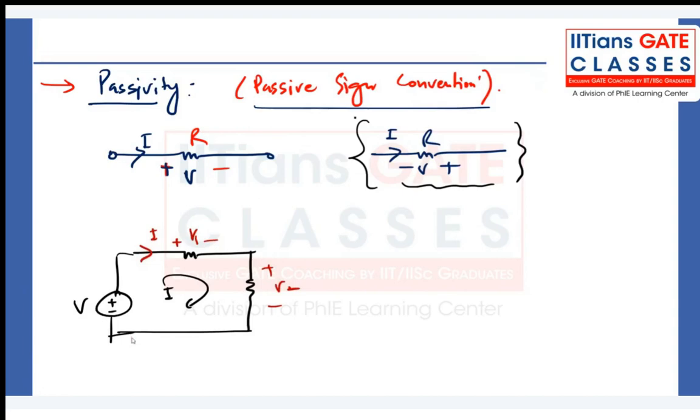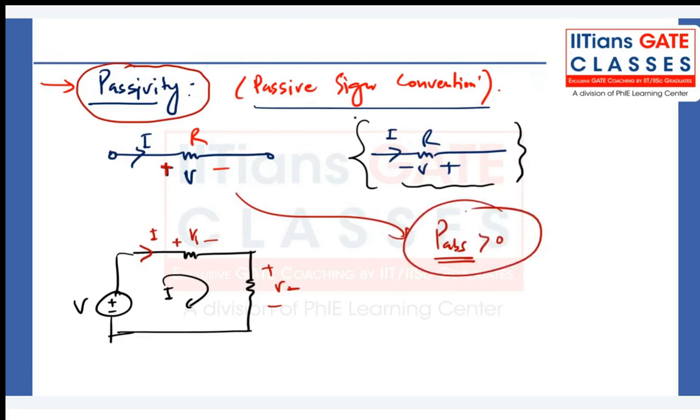Passivity here means that if the current is entering through the positive terminal, then the power will be absorbed. The power absorbed will always be positive in this case, and the delivered power you can say will be negative. So these are the things we have to take care of.